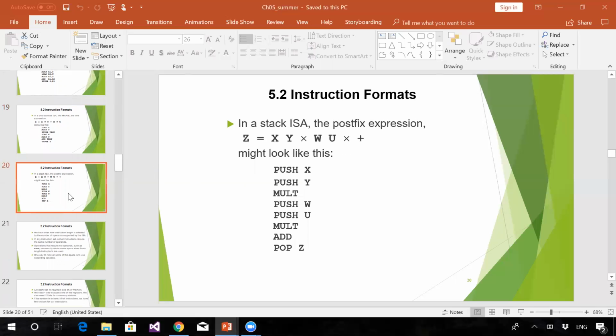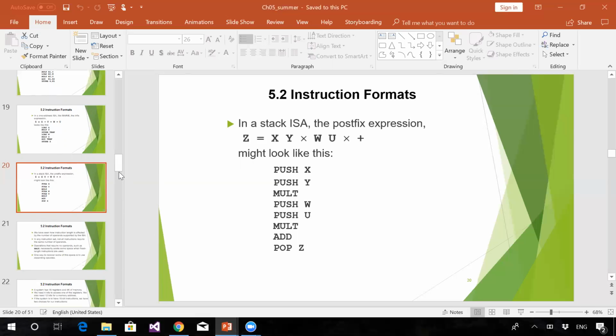It is fun to see there is another way to do this, which is a stack ISA. Stack ISA means that the memory is not accessed randomly. Instead, it is accessed by push and pop, which means that we can only do something at the top of the memory. And the assembly language for the stack instruction set architecture can be like this.